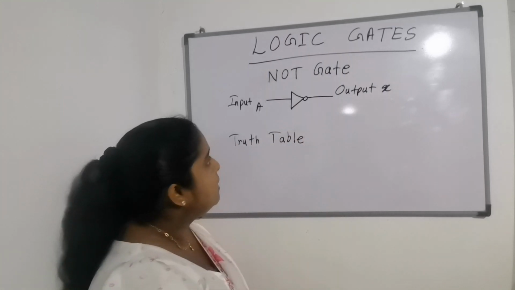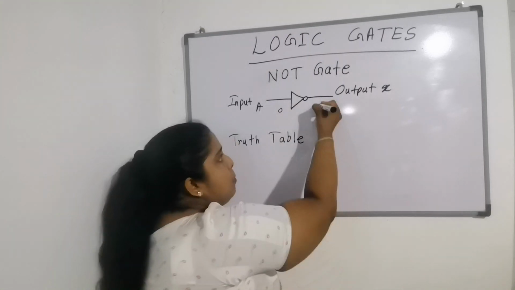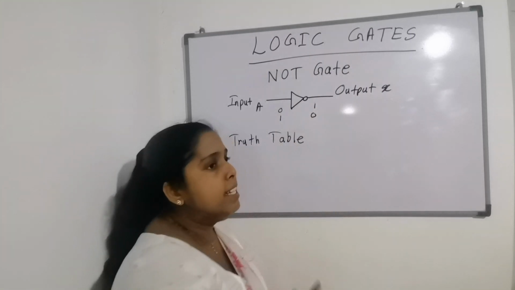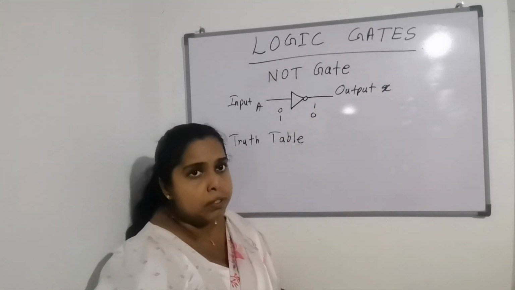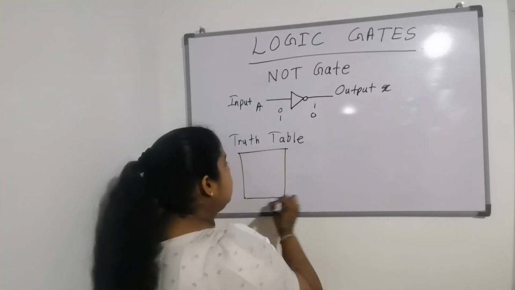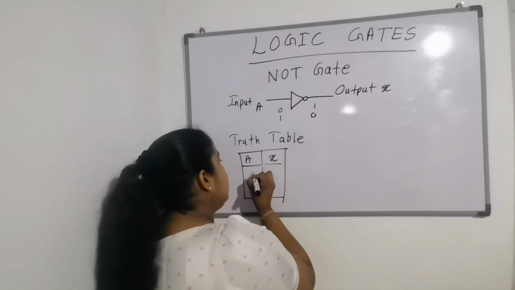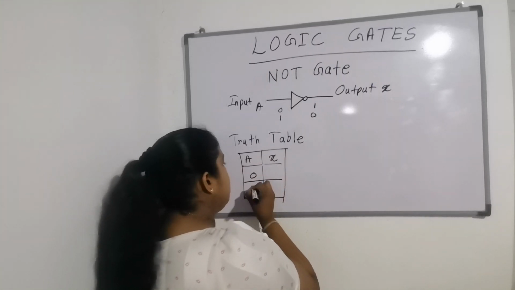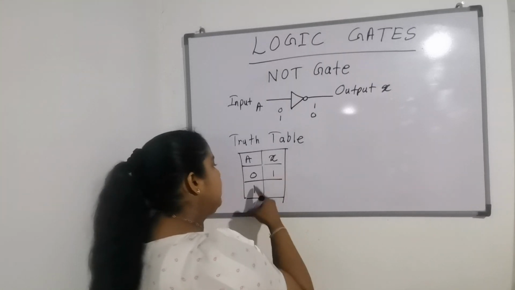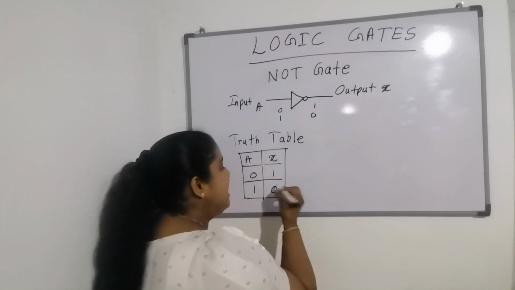So here in this NOT gate, if it receives 0, it will output 1. If it receives 1, it will output 0. That means it's inversing the input to the opposite. So in the truth table, we can draw like this. Input A, output X. There are only two possibilities, 0 and 1. If input is 0, output will be 1. If input is 1, output will be 0.